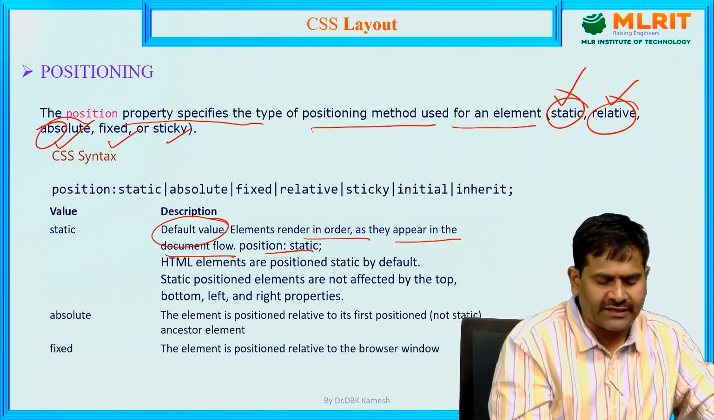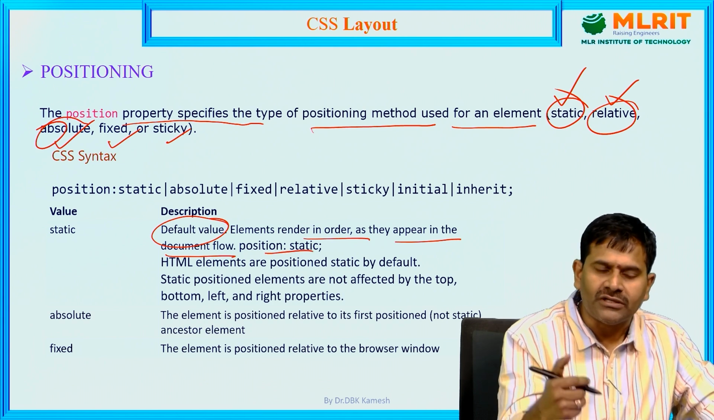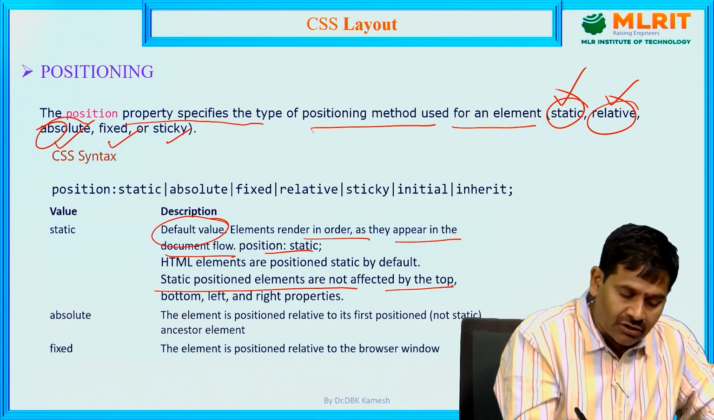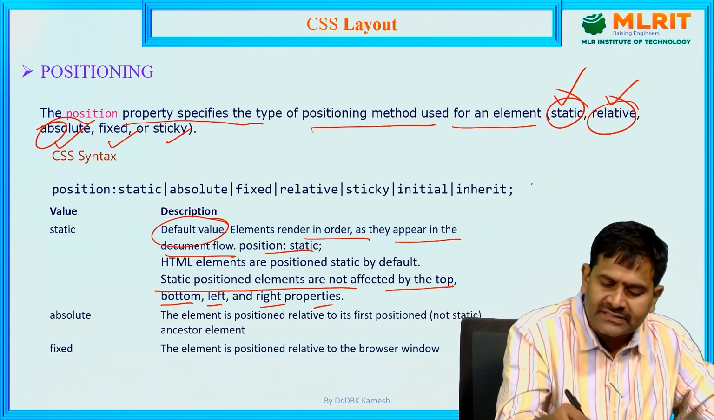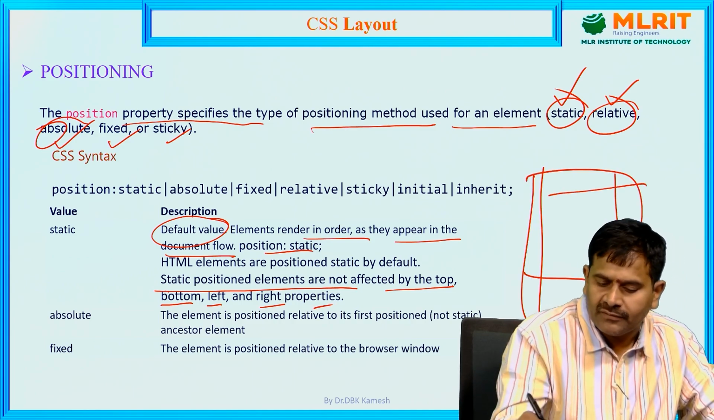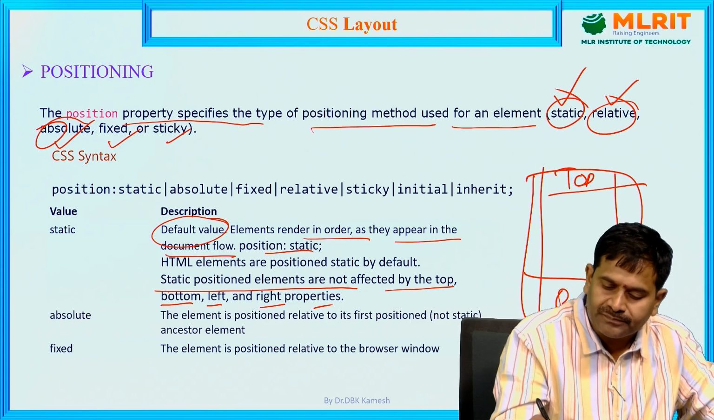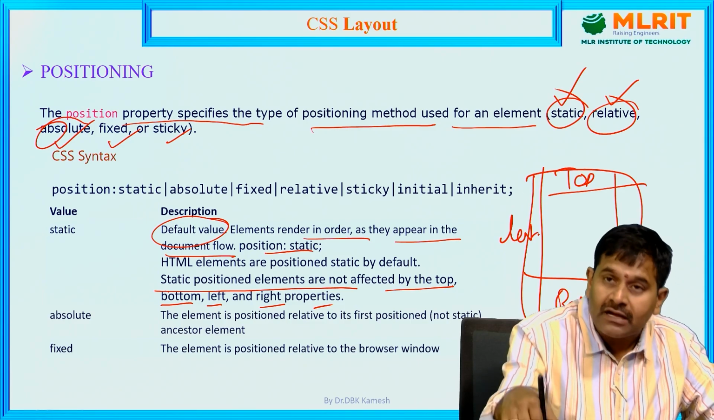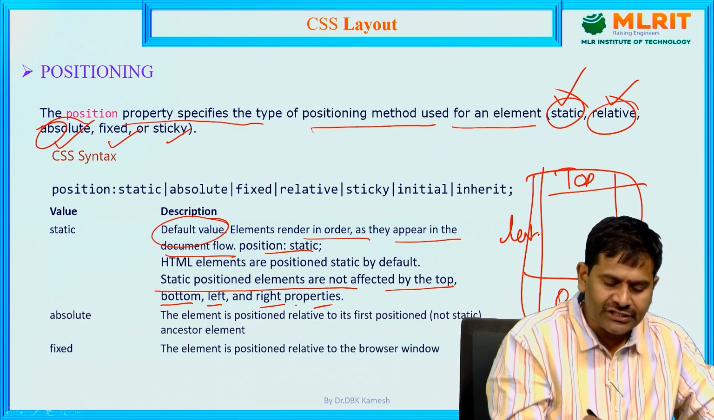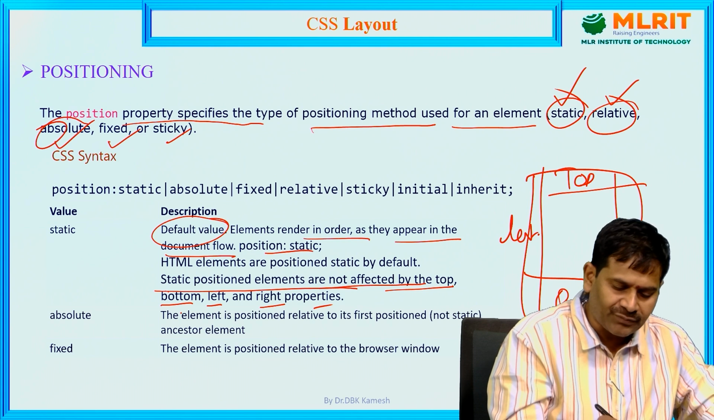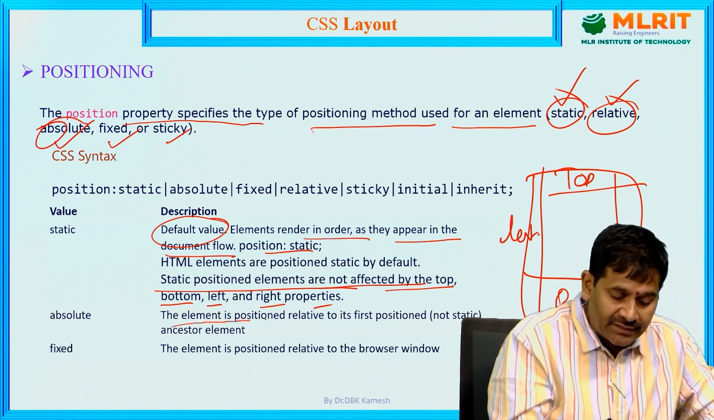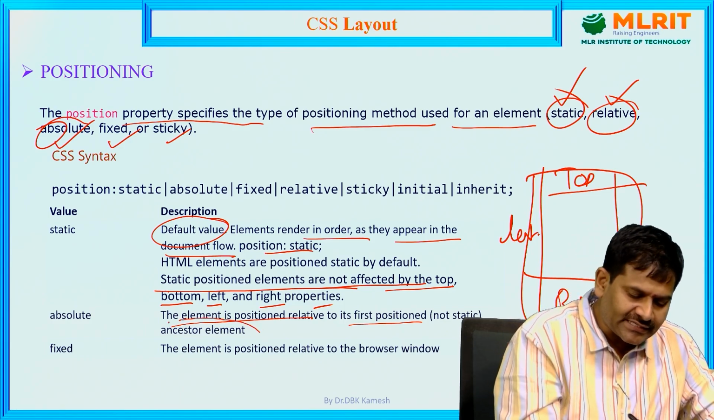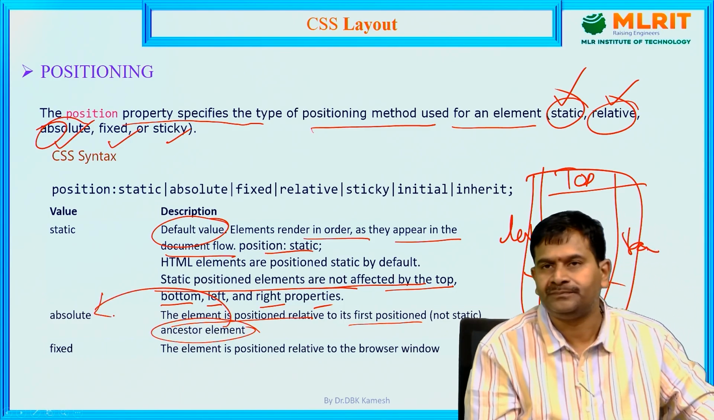While using position static, which is the default, static positioned elements are not affected by the top, bottom, left and right properties. For example, this is top, this is bottom, this is left, sorry, right. So in all four corners it is not affected by the top, bottom, left and right properties. The element positioned relative to its first positioned ancestor element, which is not static, is called absolute.